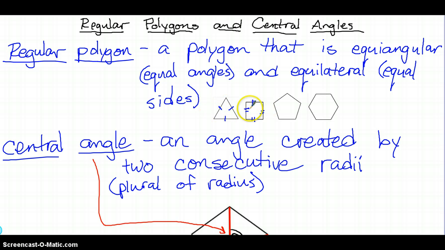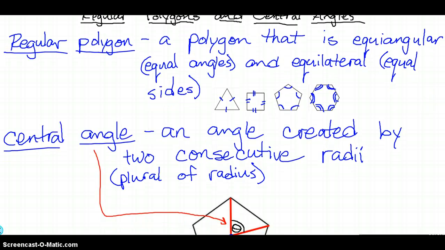Same with the pentagon, all these sides are the same measurement, as are all of these angles. So the angles are all the same measurement. We know that because it's got the same number of arcs on each one. And so the same with the hexagon, same number of arcs on each of these angles shows that those angles are equal. All right? And so that brings us to the idea of the central angle.